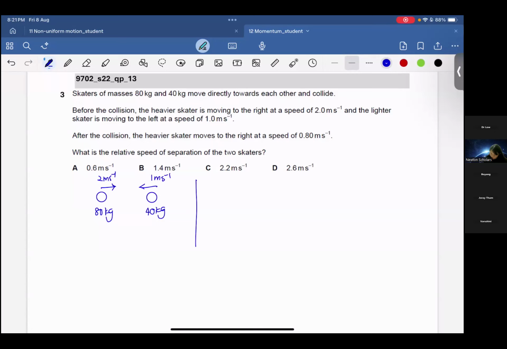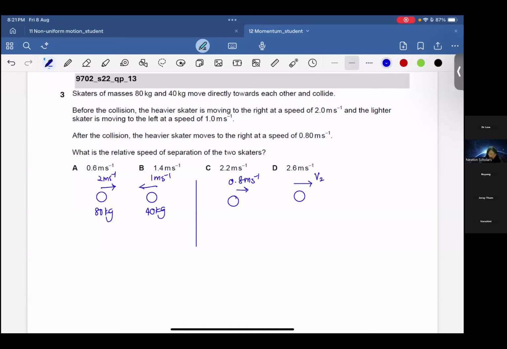After the collision, the heavier one moves to the right at 0.8 meters per second. So this one we don't know, and we are going to find this. What is the V2? What is the relative speed of separation?